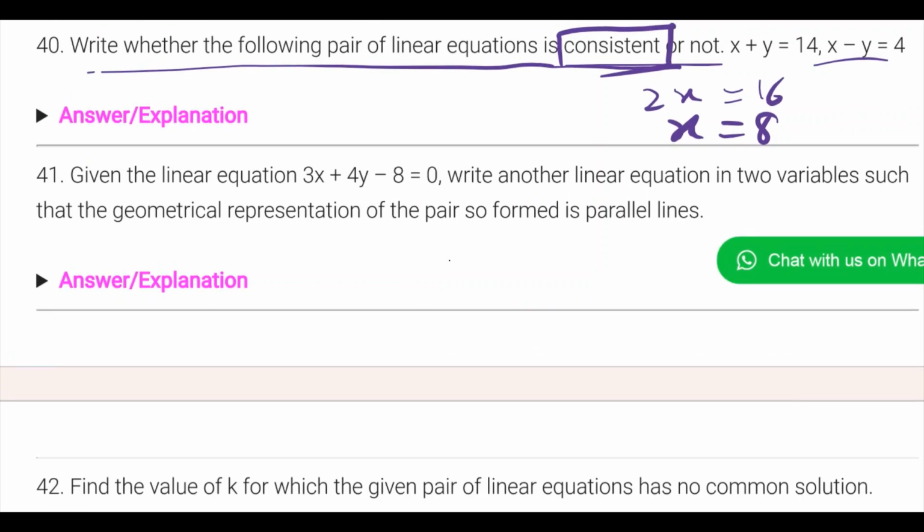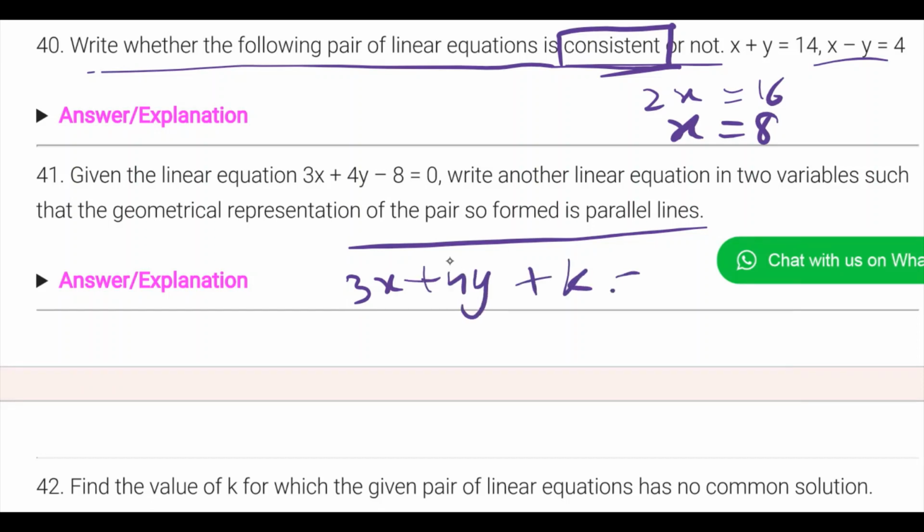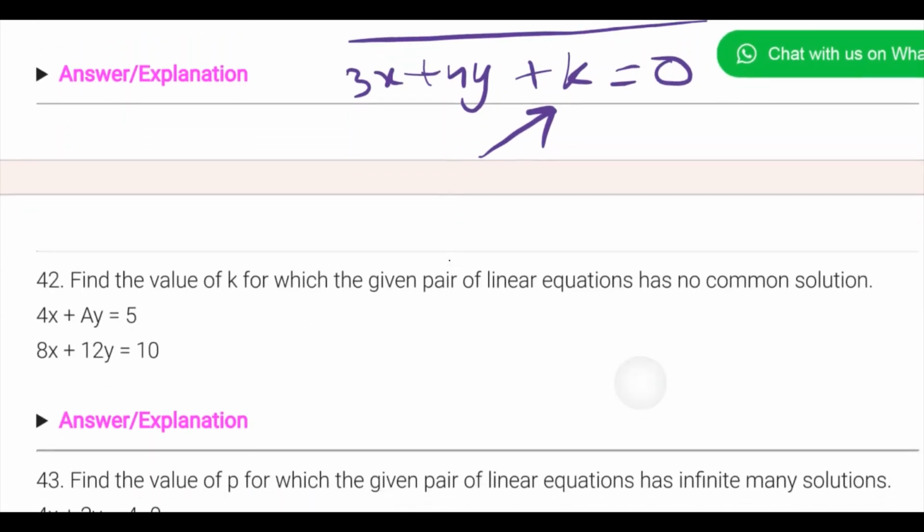41. Given the linear equation, write another linear equation in two variables such that the geometrical representation of the pair so formed is parallel lines. So for parallel lines, 3x plus 4y plus any constant is fine here. So in the place of k, we can put 5, 6, whatever you want.